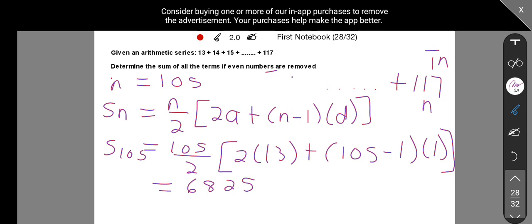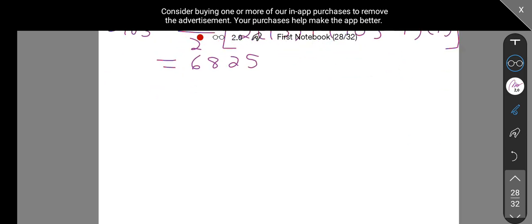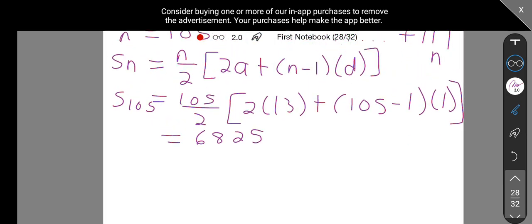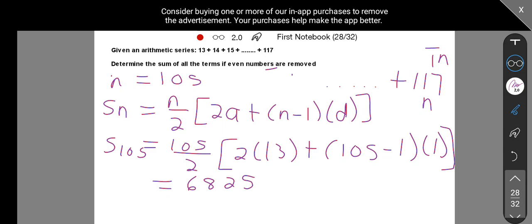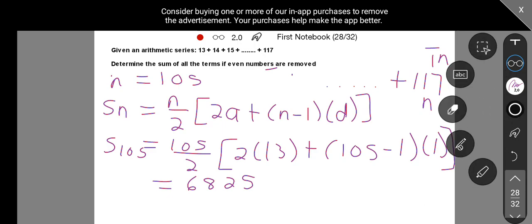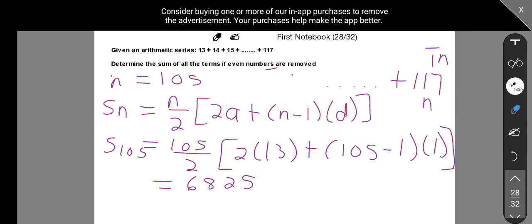After finding the sum of the even numbers, we're going to subtract it from the sum of all the terms to get the sum of all the terms excluding the even numbers. So let's do it. Remember, what we must do is be strategic. Let's cancel here. For example, I want to illustrate this so that it is clear.